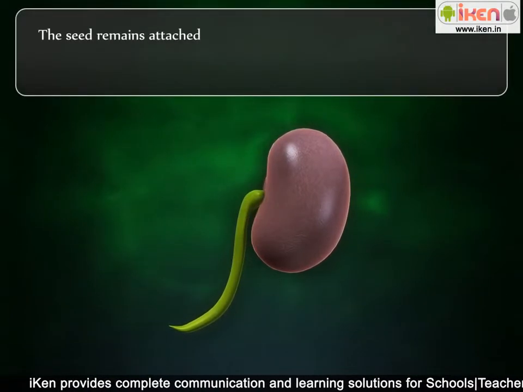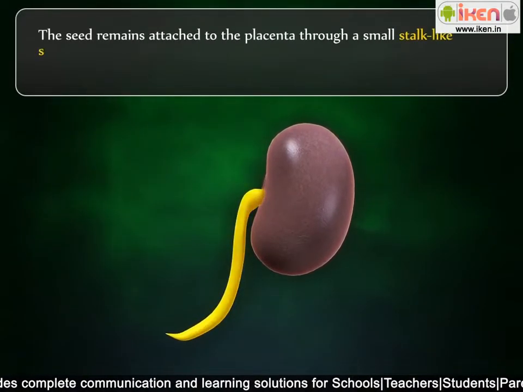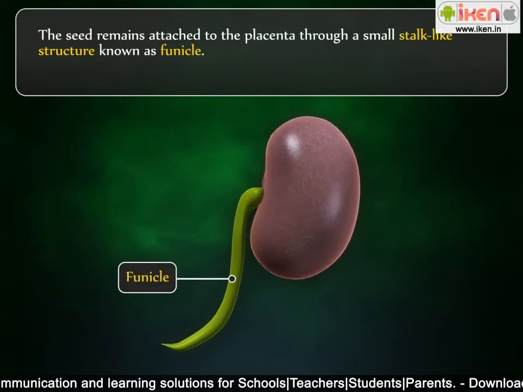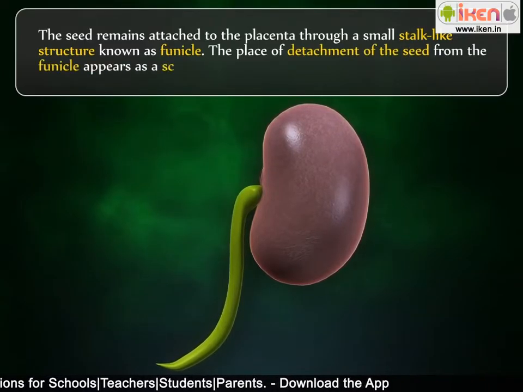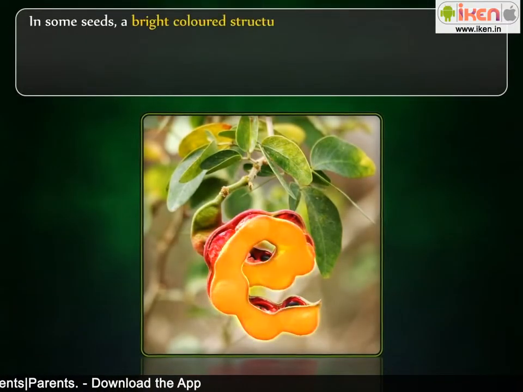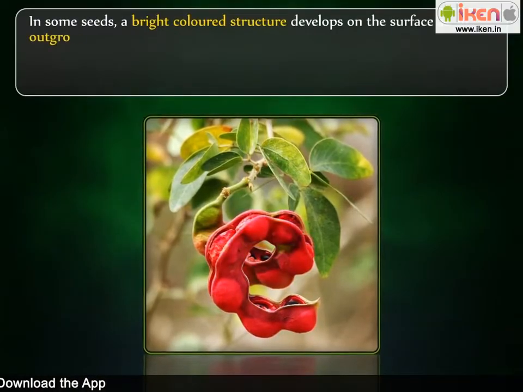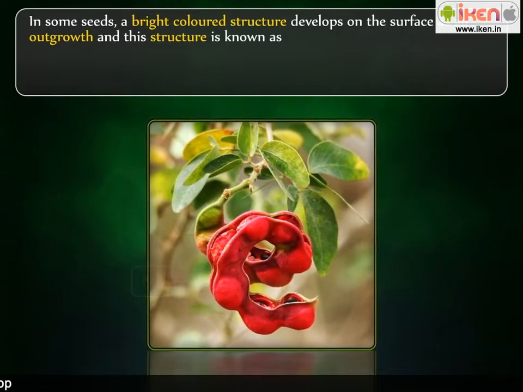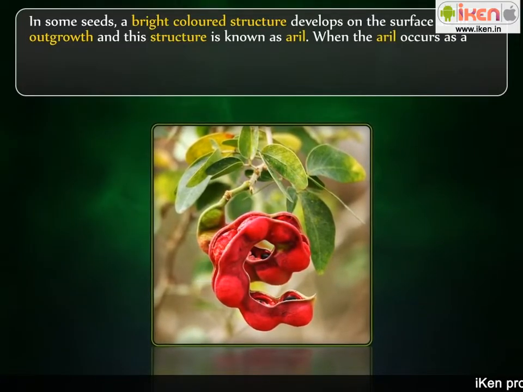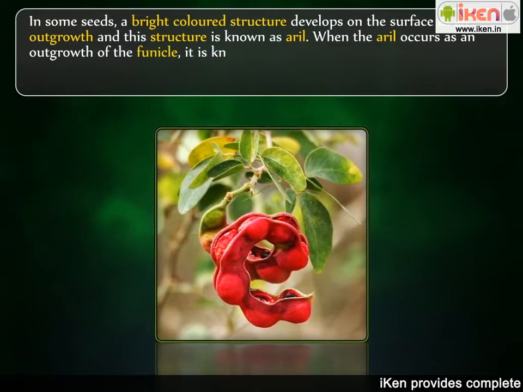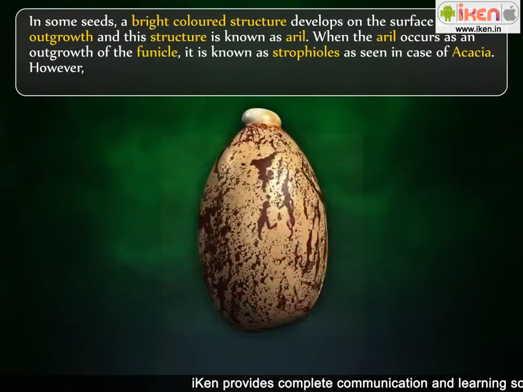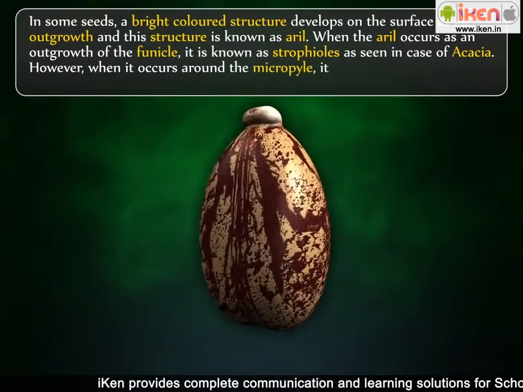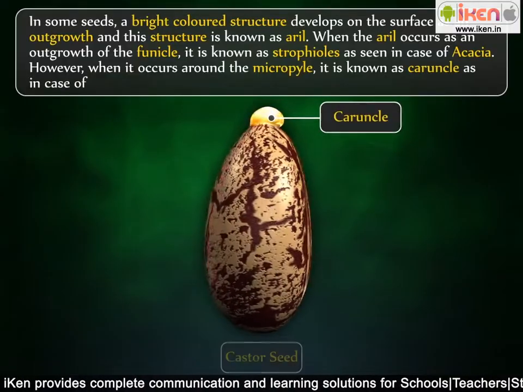The seed remains attached to the placenta through a small stalk-like structure known as funicle. The place of detachment of the seed from the funicle appears as a scar called hilum. In some seeds, a bright colored structure develops on the surface as an outgrowth, and this structure is known as aril. When the aril occurs as an outgrowth of the funicle, it is known as strophiole, as seen in case of acacia. However, when it occurs around the micropyle, it is known as caruncle, as in case of castor seeds.